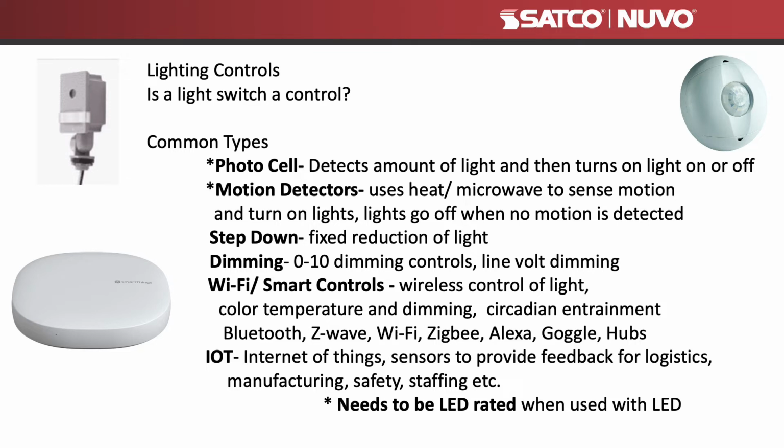I mentioned IoT or Internet of Things. These are sensors to provide feedback for systems or logistics, manufacturing, safety, staffing, etc. They collect data to show times of day when certain lights are needed and maybe when they're not needed, and then adjust them accordingly. So it's all part of the advanced controls that are available and that we can put to use to fine-tune lighting to provide it when needed, and when not needed, either turn it off or dim it.